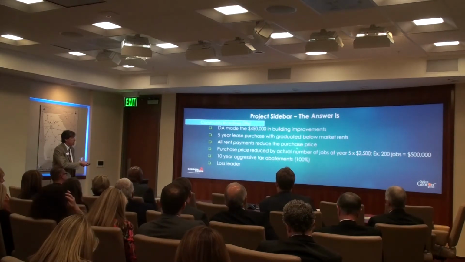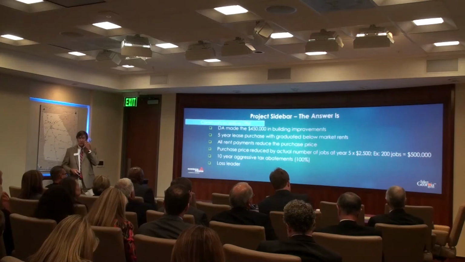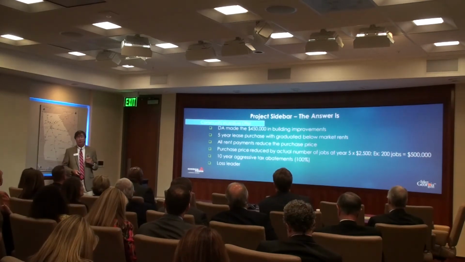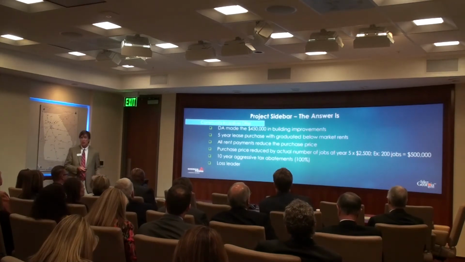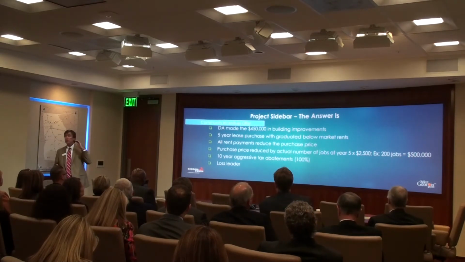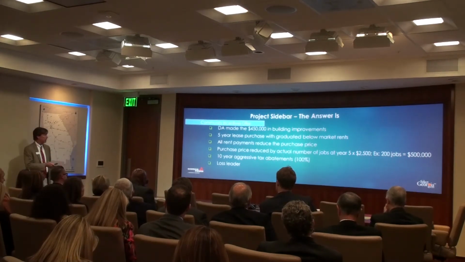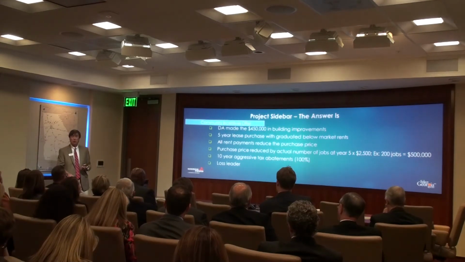All rent payments reduce the purchase price. The purchase price is reduced by the actual number of jobs at year 5 times $2,500 a job. So if you had 200 jobs in place, we're going to knock 500 grand off the purchase price. You got 300 jobs in place, we're going to knock 750 off the purchase price. In other words, they're trying to make this a really attractive deal for them, and they're getting a contribution toward that sunk cost that they were going to continue to incur anyway. This community also did a very aggressive tax abatement schedule, 10 years at 100% on that $15 million in equipment.